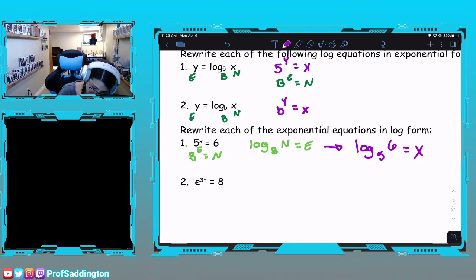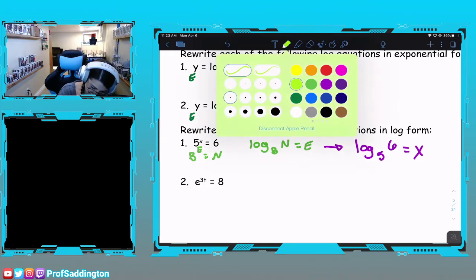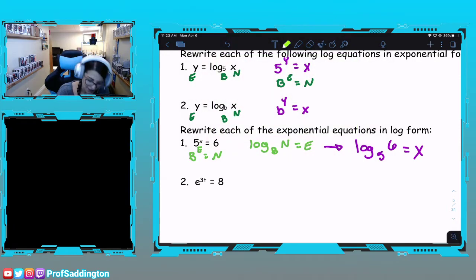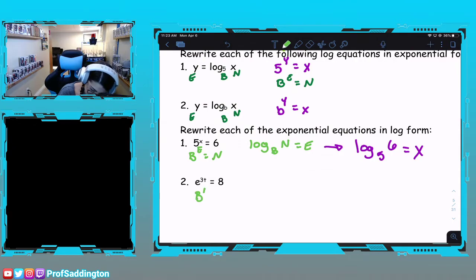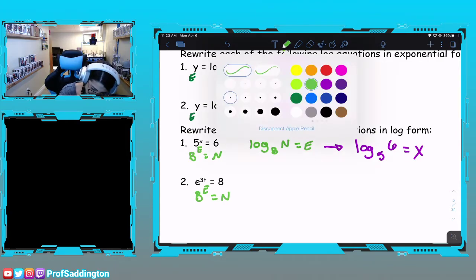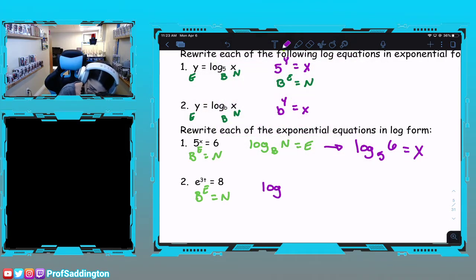And similarly, we can do that down here as well. Oh, I want a darker green. And my pen froze. Great. So we have base raised to the exponent equals a number. So if I'm going in log form, I'm going to have log, my base is e, my number is 8, and that equals my exponent, which is 3t.